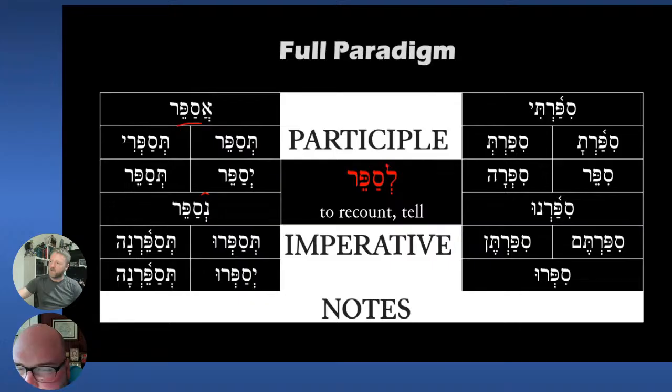So saper, you say as saper, I will, ani as saper, I will tell, I will recount. Tesaper, tesapri, yesaper, tesaper. Okay, nisaper, we will tell. Tesapru, you plural will tell. Tesaperna, and finally yesapru. My pen is not writing now. Okay, there it goes. Yesapru.